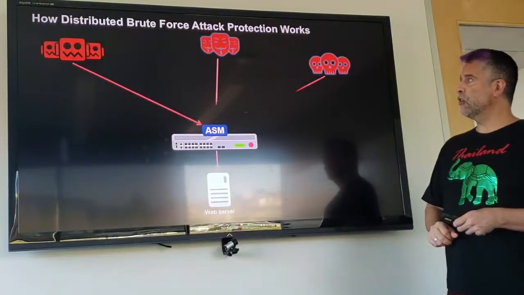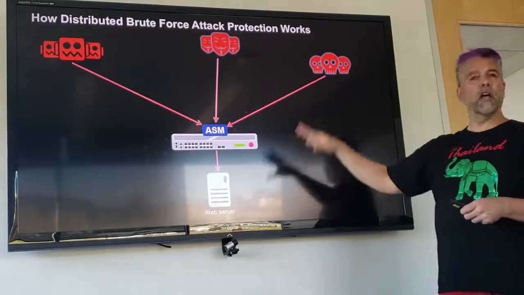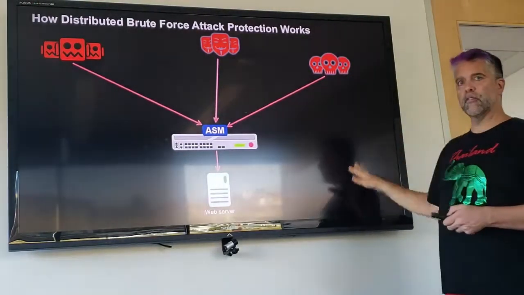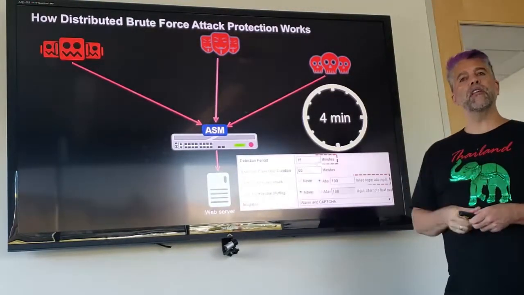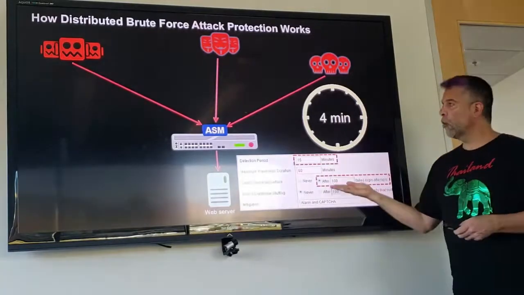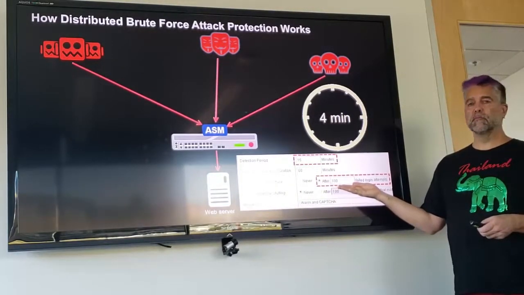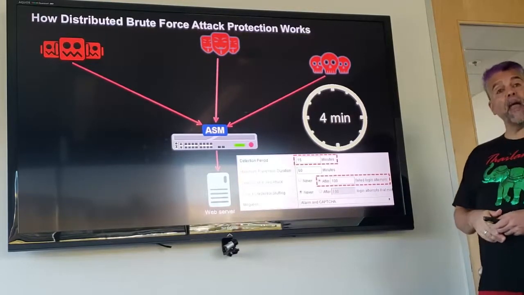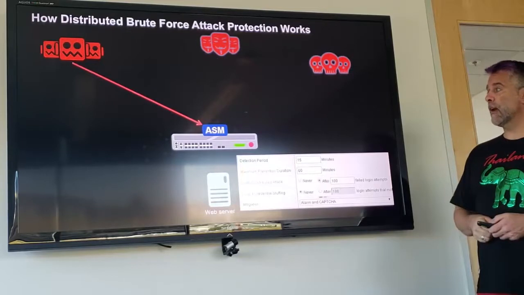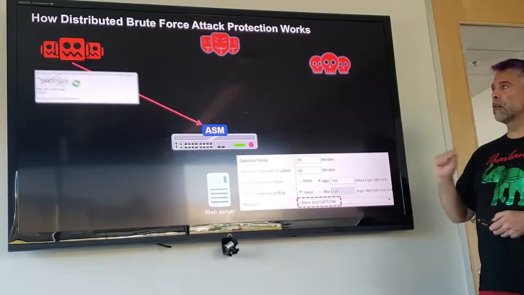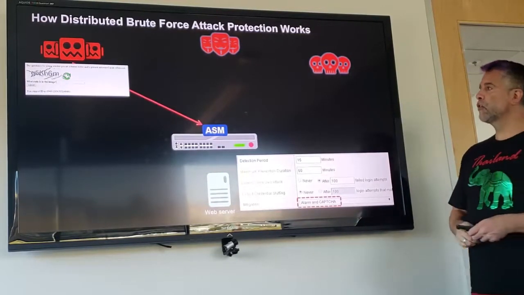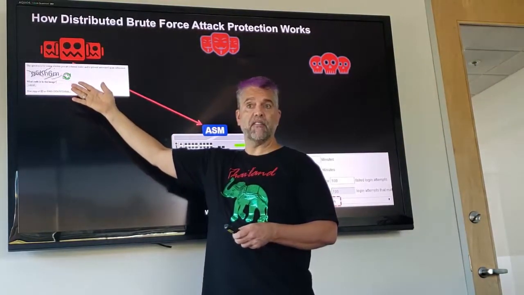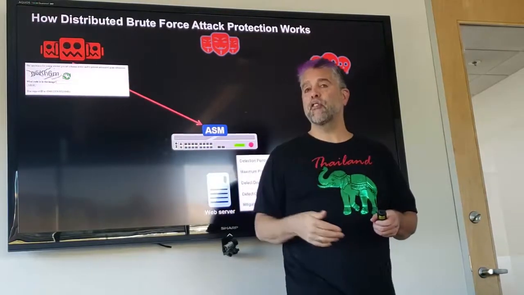So now let's look at how this works. Now we're being flooded with all of these distributed brute force attacks from all these different sources. And within just a 4-minute period of time, we have already reached the threshold. We've already gotten well over 100 failed logon attempts. So now ASM says we're under attack. Now it's time to do mitigation. So now when all these bots are submitting all these brute force attack requests, they're all going to be sent back a CAPTCHA challenge.